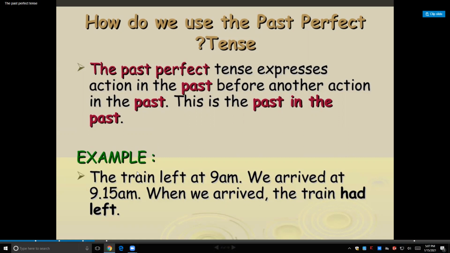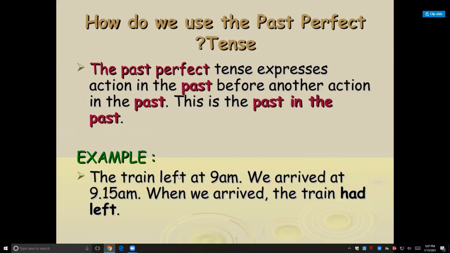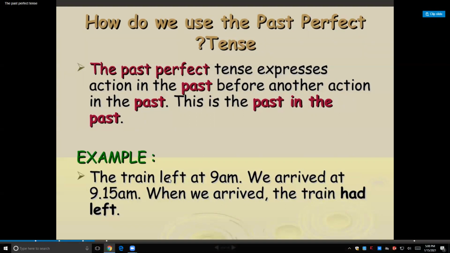Now see this example. The train left at 9 a.m. We arrived at 9:15 a.m. Now see, these are two different sentences in past. If we write them separately, these are two sentences and they both are in past simple tense. The train left at 9 a.m. We arrived at 9:15 a.m. So there are two actions which took place in past, but which action took place first? Of course, the train left at 9 a.m. So the train actually left 15 minutes before.